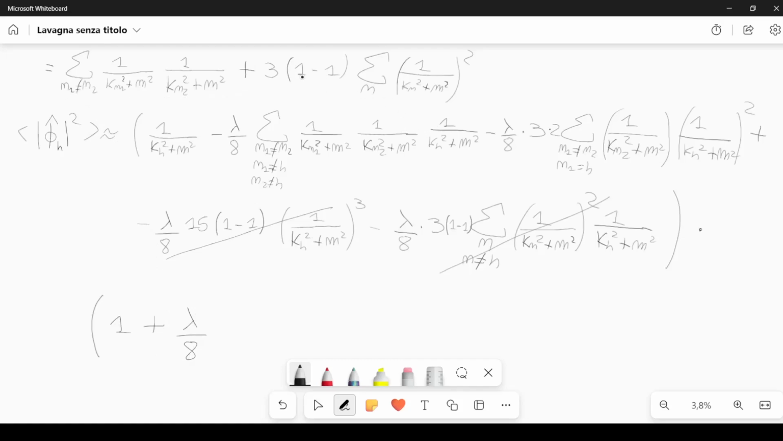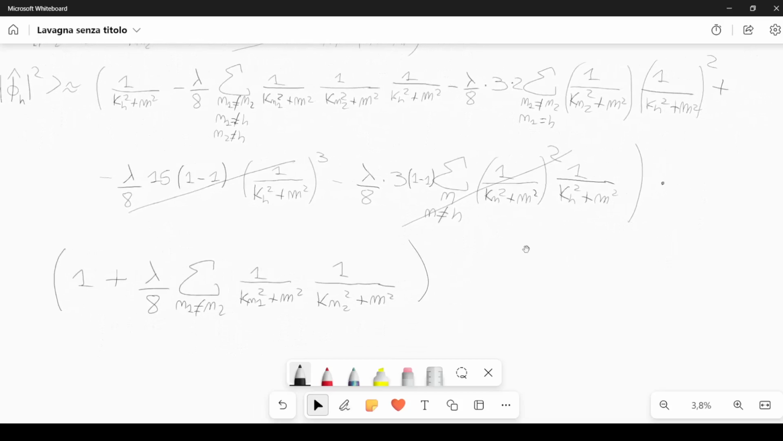Now, probably now I can avoid writing down this term, so I'm just going to write this, and here we have to sum over n1 not equal to n2, and then I have 1 over k n1 squared plus m squared multiplied by 1 over k n2 squared plus m squared, and then you have higher order terms.